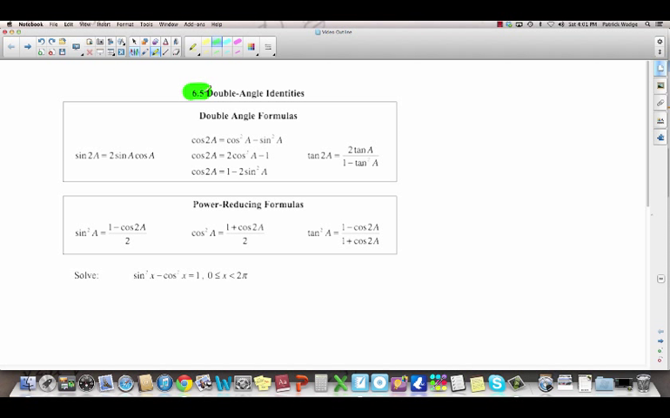Okay, we've got more identities for you to learn. You don't need to memorize them. None of the identities you need to memorize. I'll give them to you on quizzes and tests, but you should be familiar with them. So the main type we're going to learn are double angle formulas.